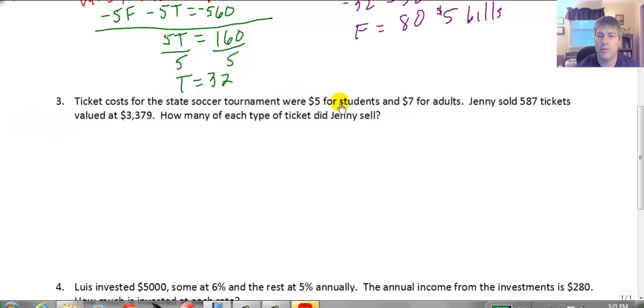So we have a couple different things here. We've got student tickets and adult tickets. Not a whole lot different than $5 bills and $10 bills. So I'm going to let A equal the number of adult tickets, and I will let S equal the number of student tickets.